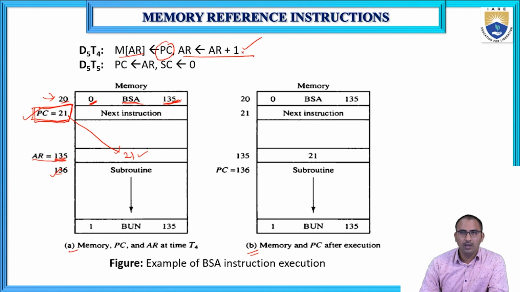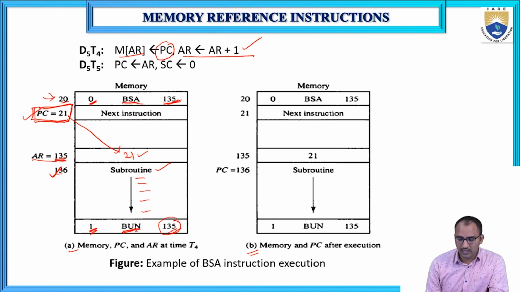So what will happen? 135 becomes 136. In 136, we have a subroutine. All the statements in the subroutine get executed, and the last one is a BUN with the indirect bit set to 1. What is this one? That one means indirect address. So this 135 is not the direct address. It is an indirect address.